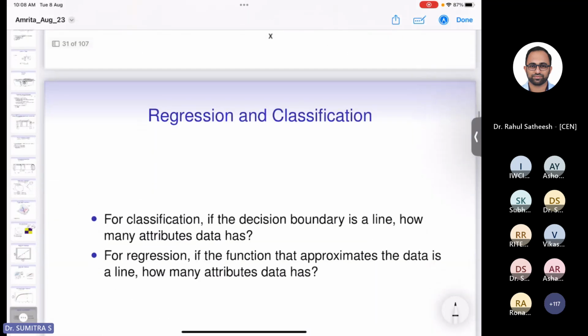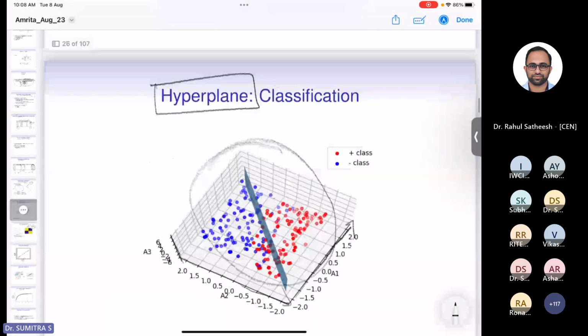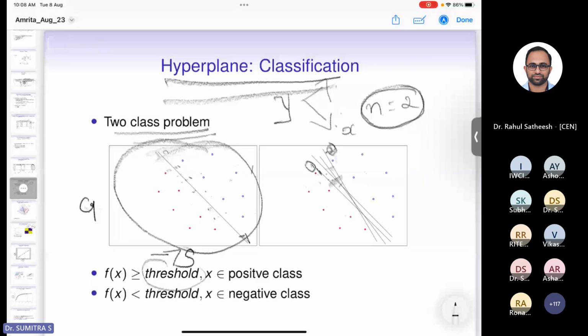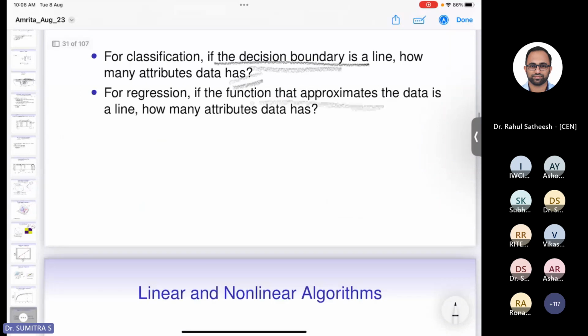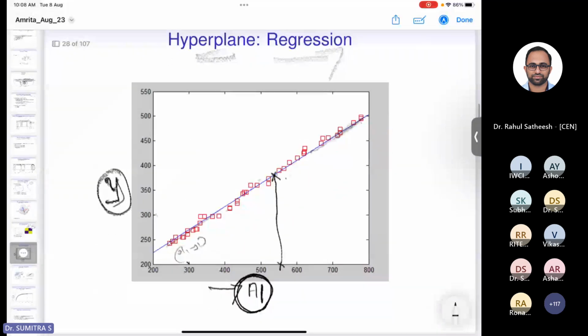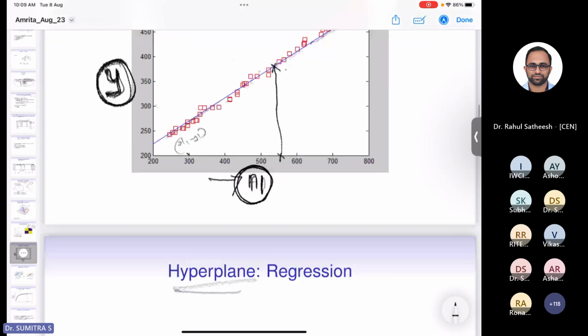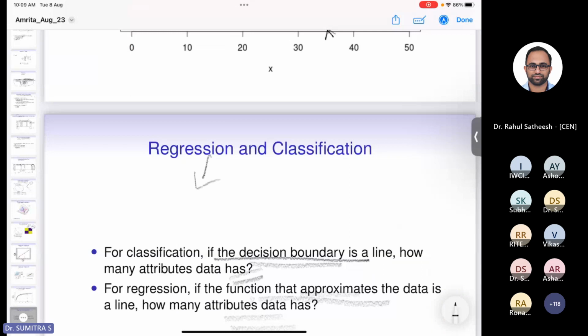So regression and classification. One question: if the decision boundary is a line, how many attributes does the data have? As you can see, two attributes. The next question: for regression, if the function is a line, how many attributes? Actually only one attribute, because on the other axis we are plotting the output only, and we are finding the line which passes through the given data points. So this is about regression and classification.